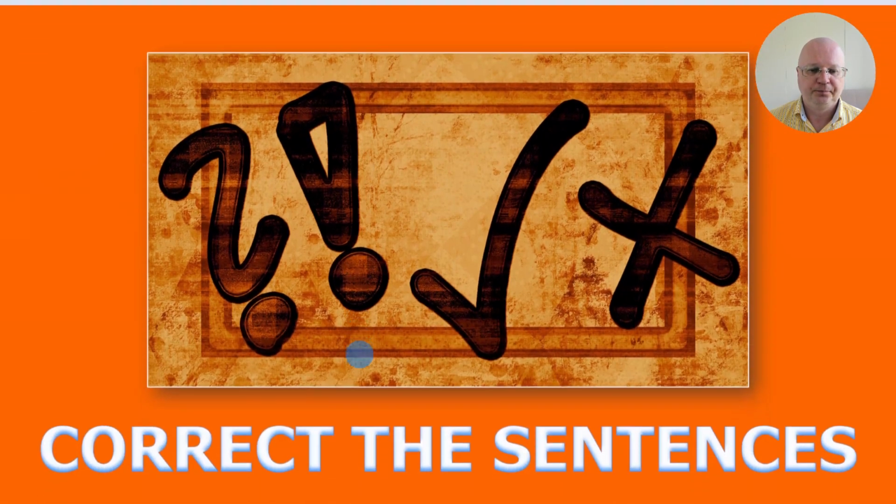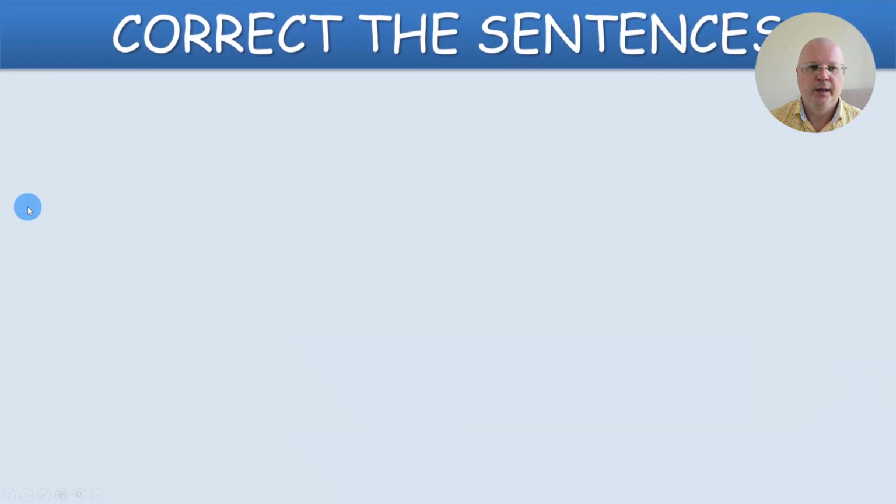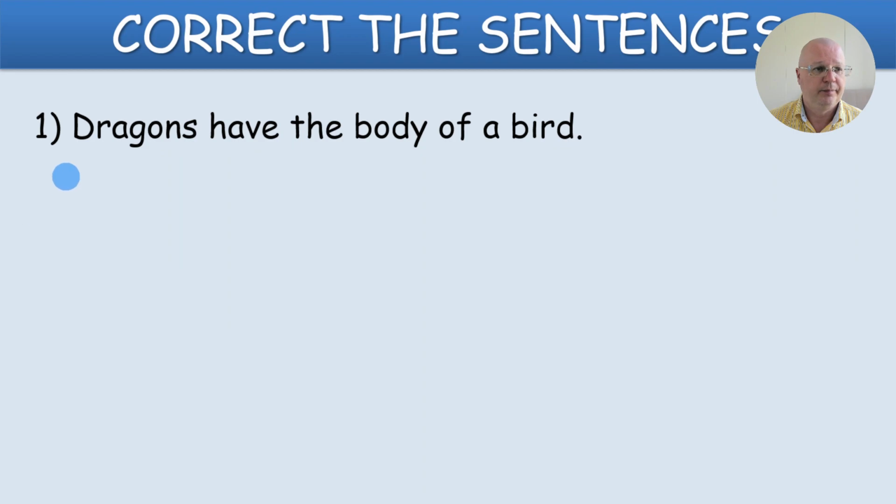Okay, let's go on. Correct the sentences. In this exercise, you display a sentence. For example, dragons have the body of a bird, and your students need to think and correct it. You know, this is where you try to foster critical thinking skills, reading comprehension skills, so they remember. So hopefully they can remember from the text that dragons do not have the body of a bird, but they have a body of a lizard. And again, this exercise, you can do it as a whole class activity, or you can do it in pairs.